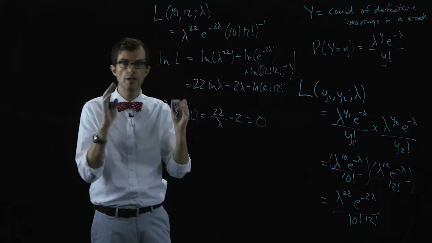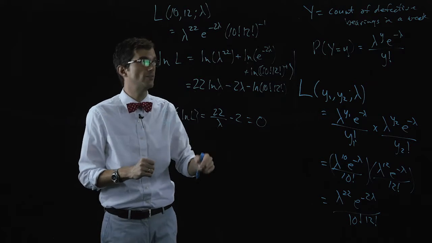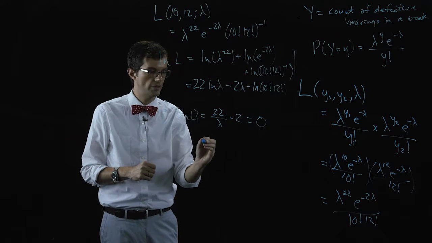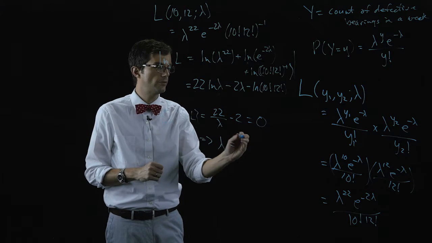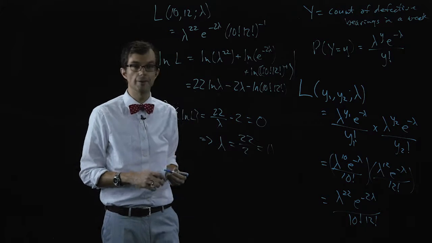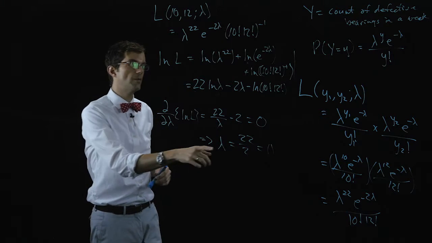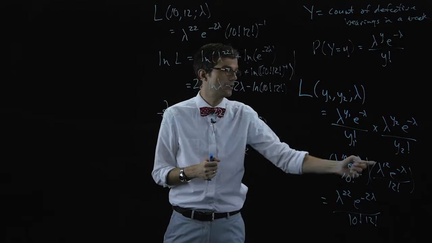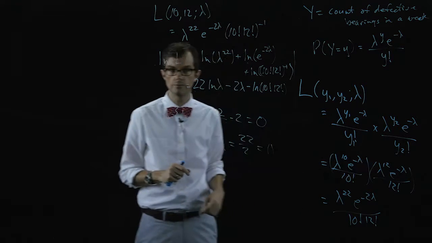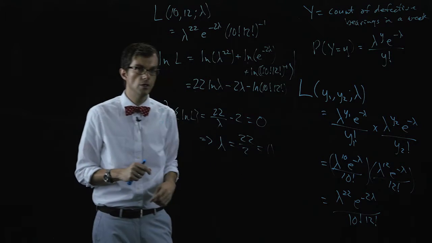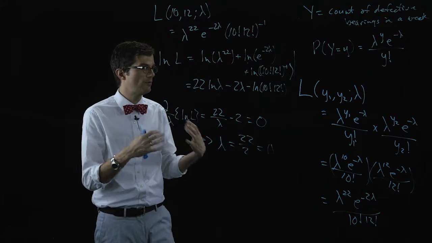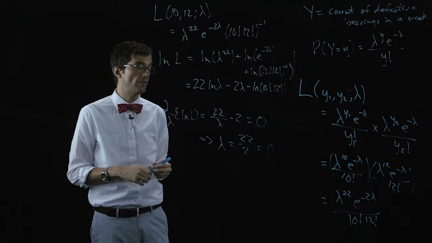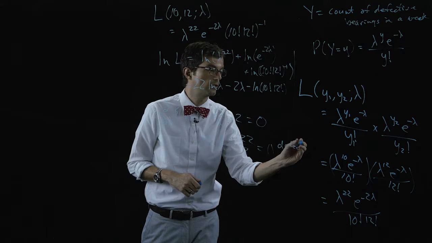We set that equal to 0 and solve for lambda. That would give us the lambda that maximizes the likelihood function. Ultimately, what we get is lambda is equal to 22 over 2, which is 11. So what's the optimal value of lambda that maximizes the likelihood that we would have collected a sample that included 10 and 12? Two samples, 10 and 12. What's the value of lambda that would maximize the likelihood that we pick those two samples? It's 11 defects per week.